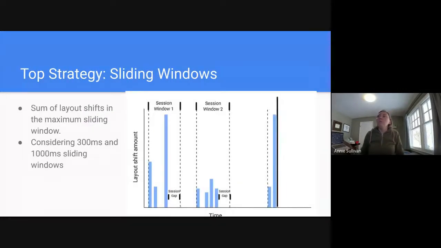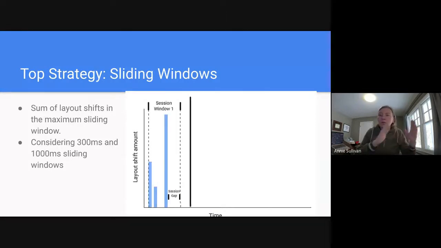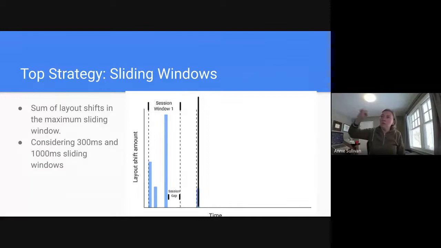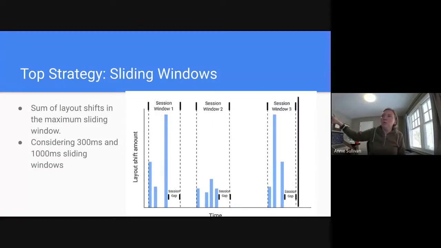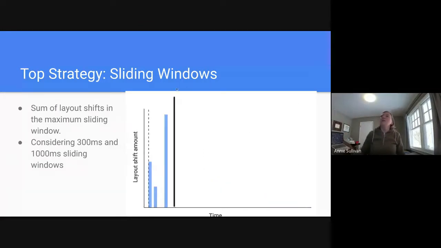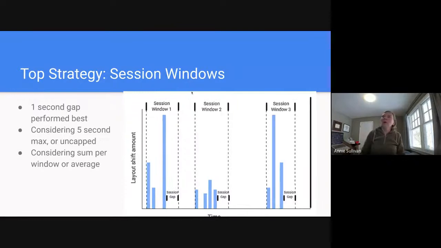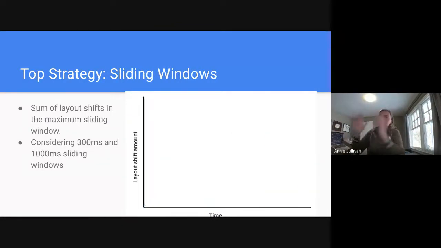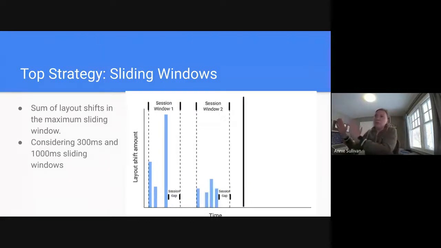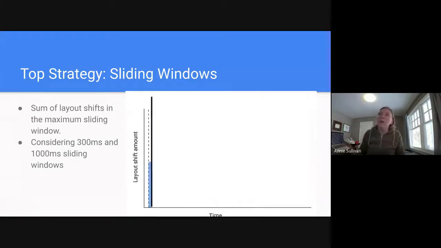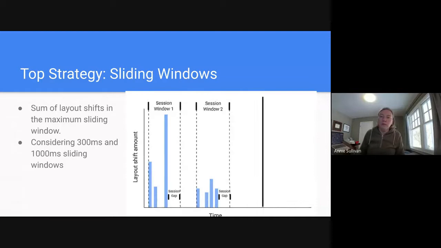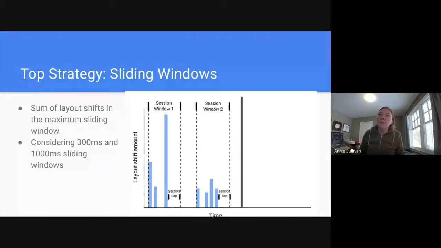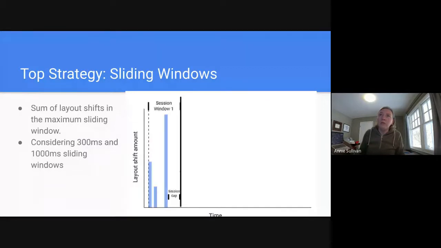One of them is called a sliding window. So if you look at these blue lines, they're individual layout shifts over time. Oh, sorry, I have the wrong graphic. A sliding window is just a window that slides over time, so the window would continually update over time. The graphic is in the blog post. We're considering 300 millisecond and 1,000 millisecond sliding windows.